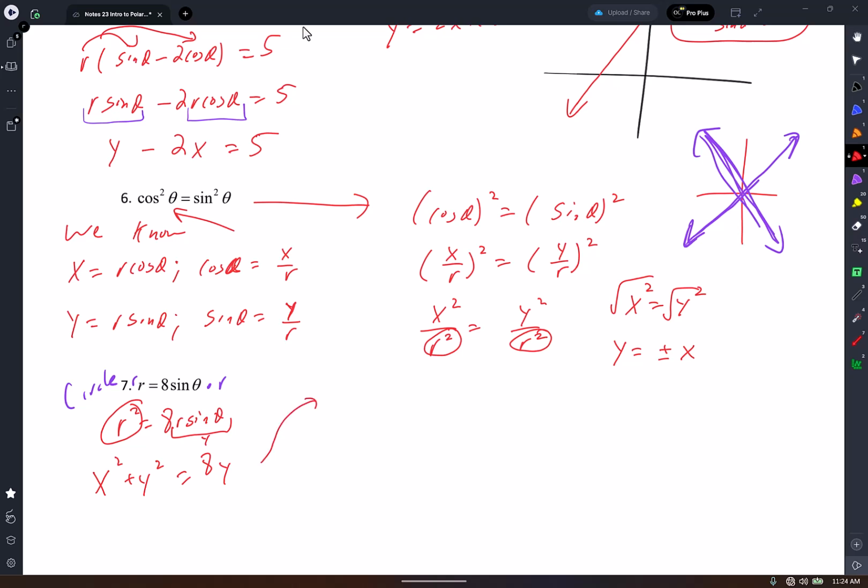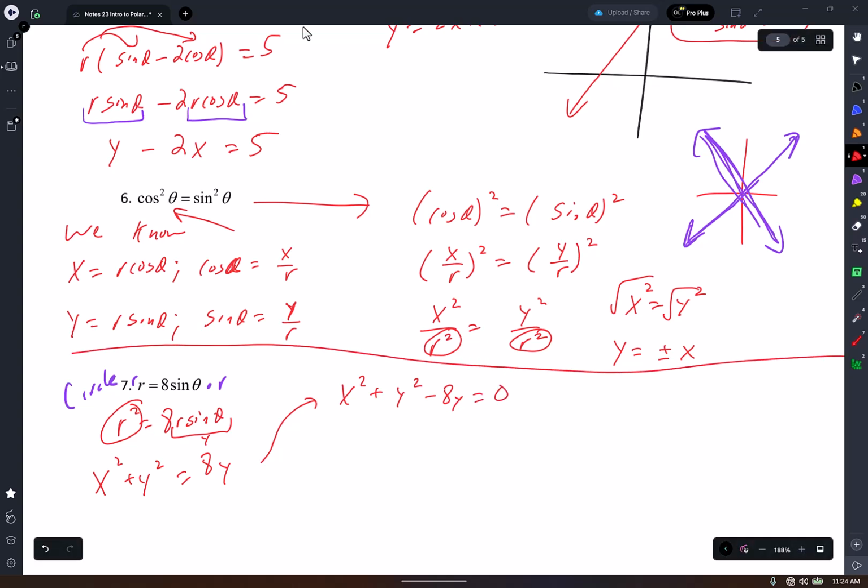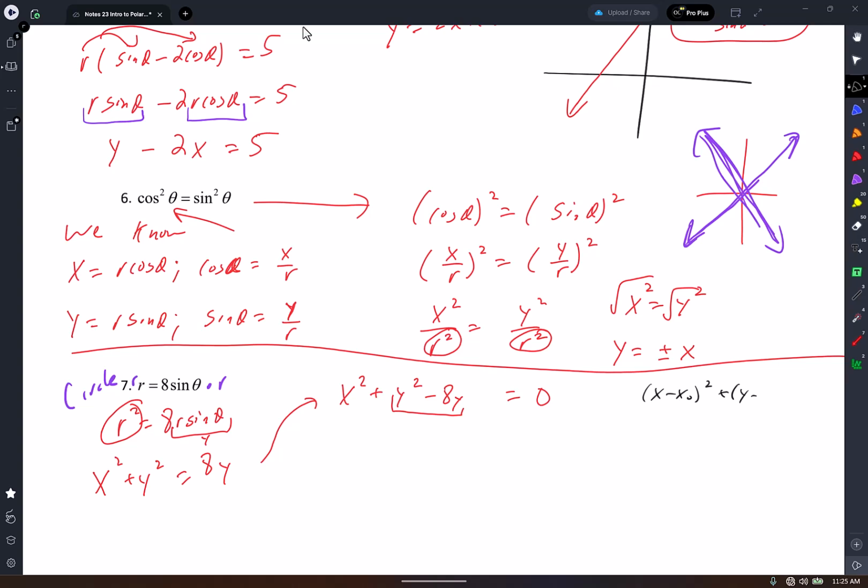And then we're going to move the 8y to the left. X squared plus y squared minus 8y equals 0. Here. I'm going to complete the square with those two. So let me make some space here. Why are you completing the square? Because I need it to look like this. I need it to look like x minus x naught squared plus y minus y naught squared equals r squared. I need it to look like that for a circle, guys.